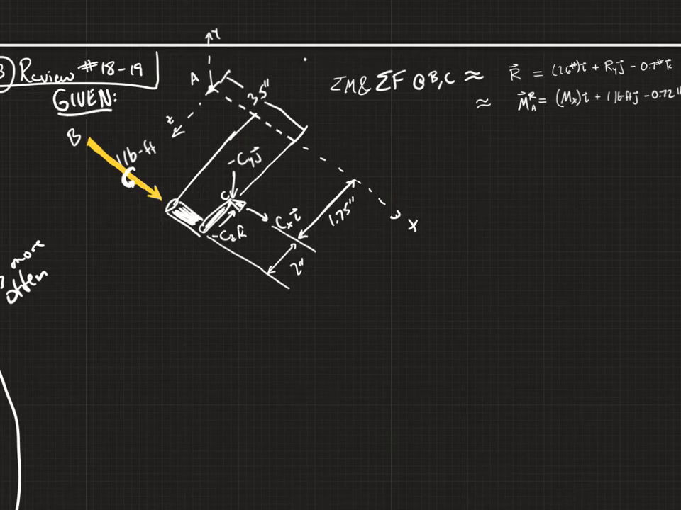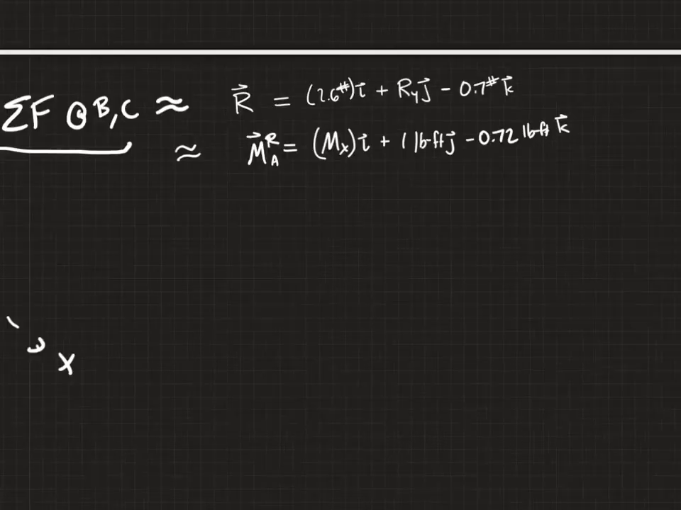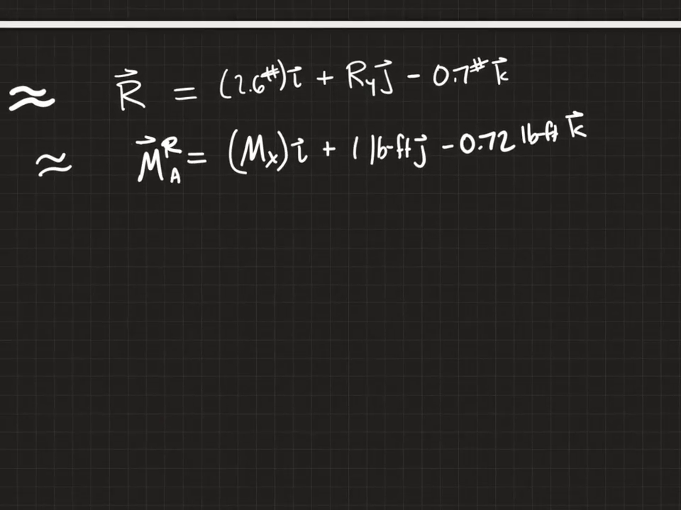Okay, so in the second part, we want to show that the sum of the moments and the sum of the forces at B and C. So we've got basically a force at C that's split into 3 parts, plus this force at B, and the 1 pound moment is equivalent to a resultant force of 2.6 in the I, plus something in the J, and negative 0.7 pounds K, so negative Z direction.